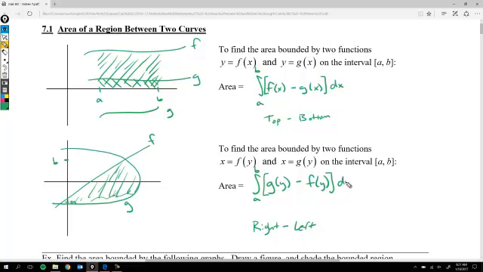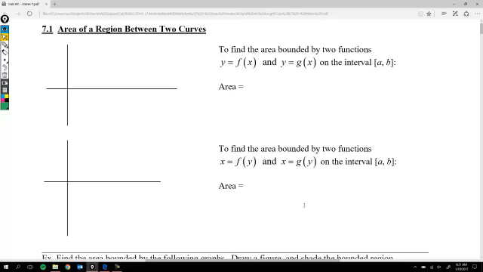And remember, this is in terms of y. So if you have functions in terms of x, it'll always be top minus bottom. If you have functions in terms of y, it's always going to be right minus left. All right, so let's actually practice.